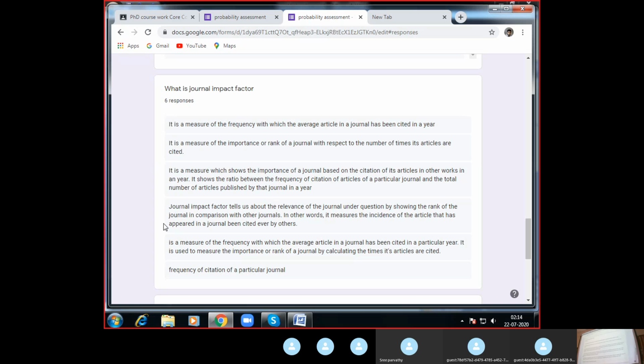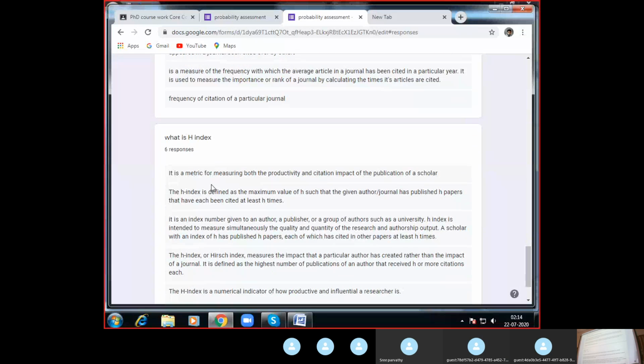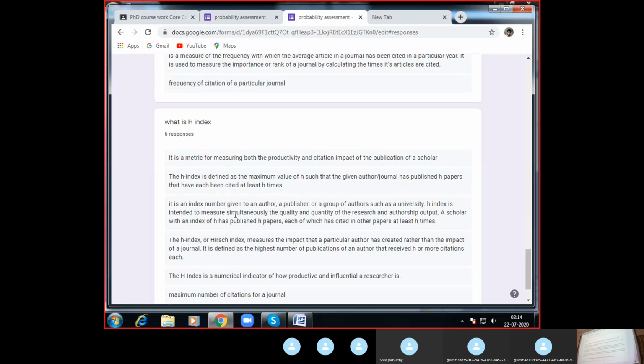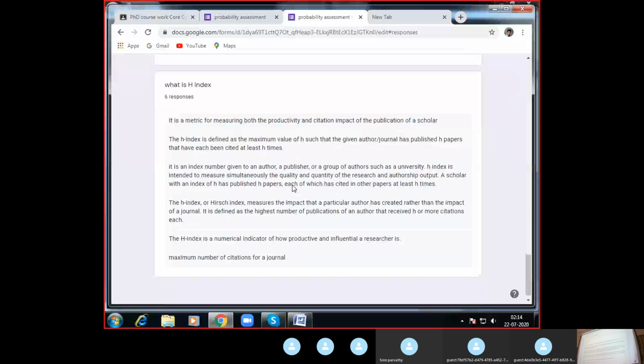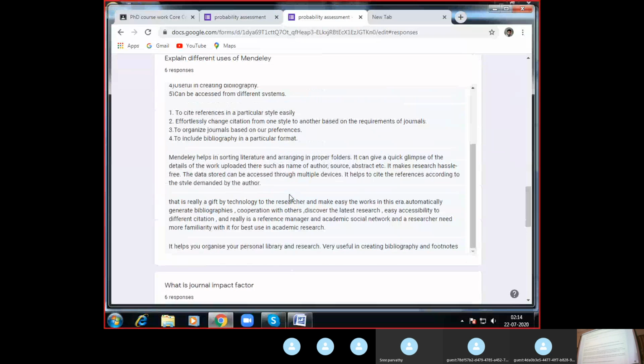I hope we created something good, but I also wanted to give you H index. Metrics measuring both productivity and citation impact of the publications of a scholar. H index is defined as the maximum value of H such that the given journal or publisher has H papers each cited at least H times. Yes, seems to be. I was expecting your own definition, but you got it from a different perspective. Then also it is fine.